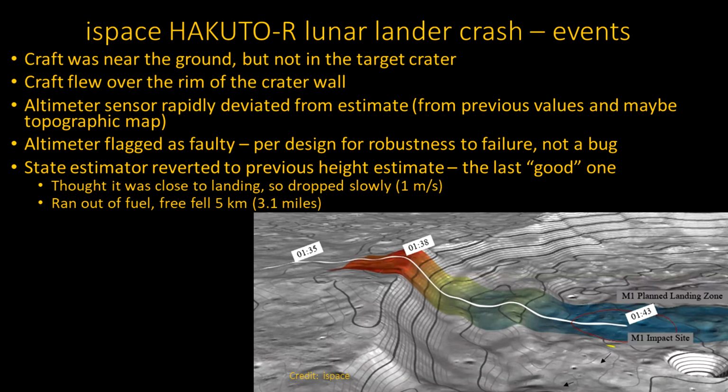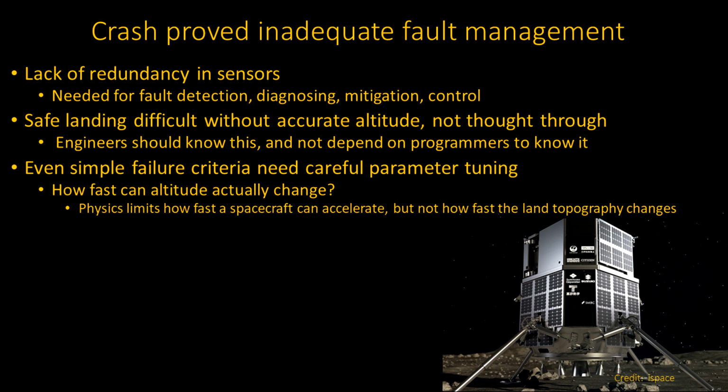The crash was more dramatic than expected because it thought it was just a small number of meters above the ground when it was really 3,000 meters above the ground. So as the craft descended, it soon reached its final strategy of just dropping 1 meter per second until landing. So it was dropping 1 meter per second while still there were 3,000 meters between it and the ground. It just ran out of fuel and finally crashed. The crash proved that fault management was inadequate.